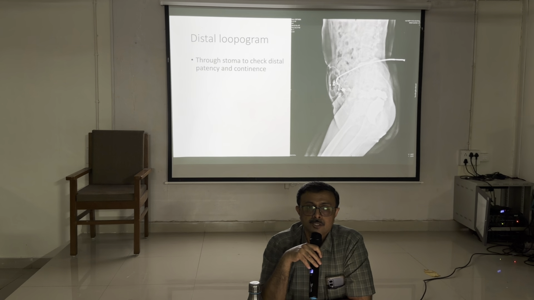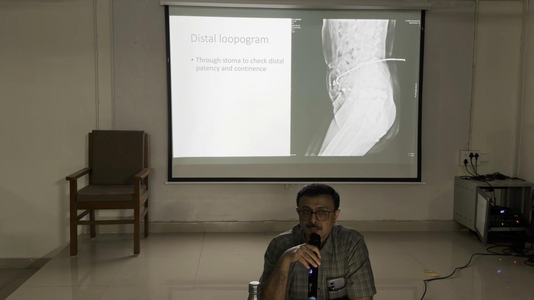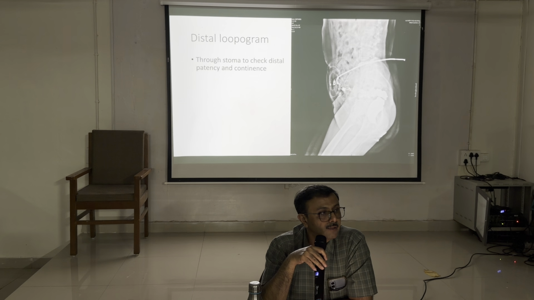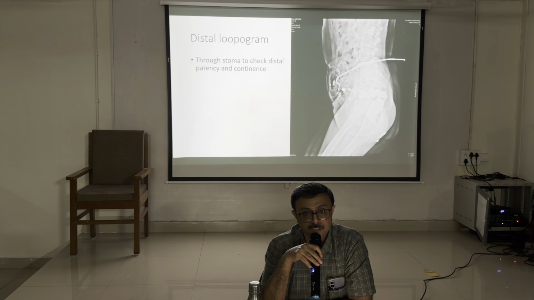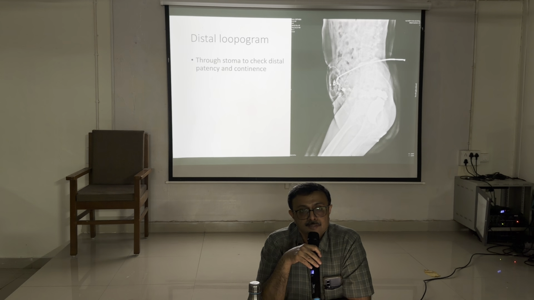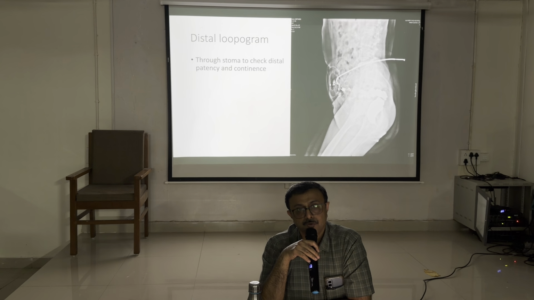When you close the stoma, the patient should be gaining weight and the underlying disease should be cured. We check with the loopogram distal patency and functioning sphincter. If everything is okay, then we do stoma closure.